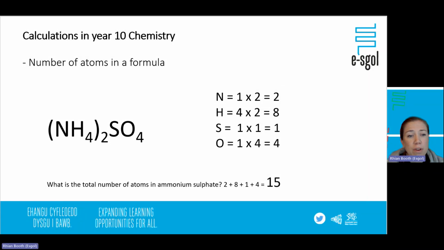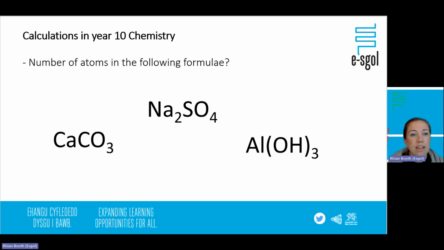Now, just be careful here. Whenever you have brackets, you may remember from the previous session that you have to multiply by whatever is inside the brackets, okay? So hence the 2 nitrogen and 8 hydrogen atoms. And then you add them all together, and the total number of atoms in ammonium sulfate is 15. Okay, so pretty straightforward. Let's have a look at the next.